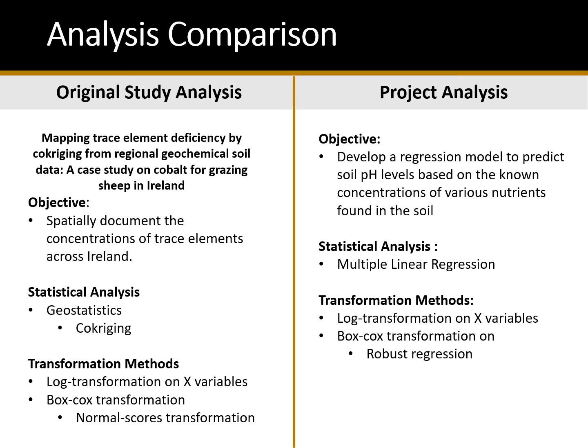For my project, the soil data collected from the TELLUS project was used to develop a regression model to predict the soil pH levels based on known concentrations of various nutrients found in the soil. Similar transformation methods were used on the data as the original paper. However, the Huber estimator robust regression method was used to reduce the impact of influential cases.